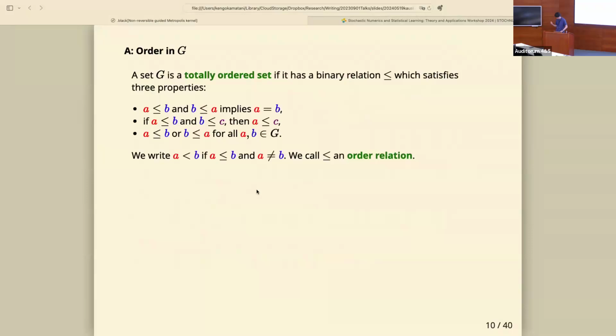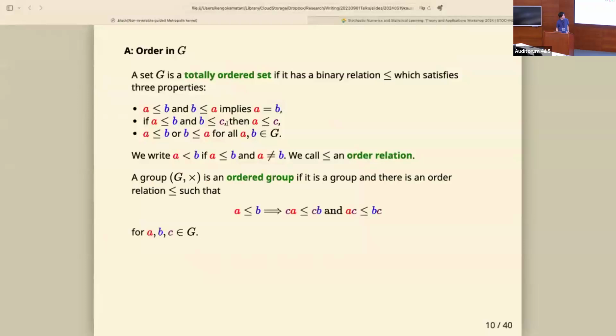What we want to consider as the simple state is as follows. We want to introduce order, so the set has to have this kind of order relation. We also assume that the ordered set has a group structure, and the group structure does not break this order relation. So the small set G has an order structure together with a group structure.